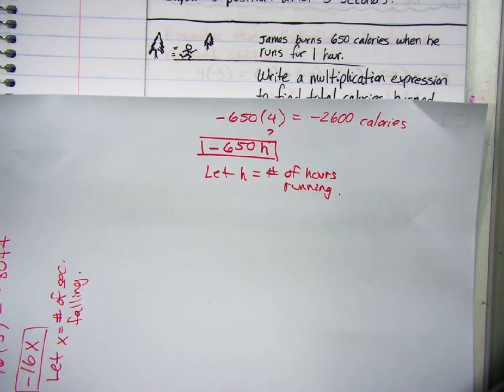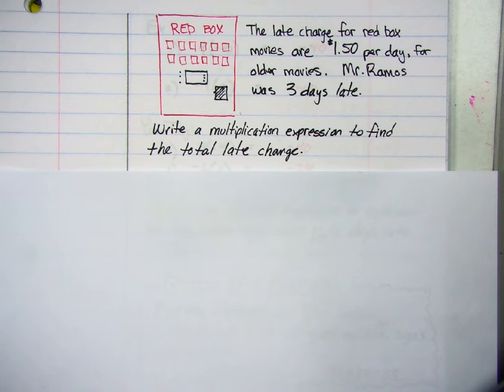Let's do one more example. So let's assume I rented a video at Redbox, right? And there was a late charge of $1.50 a day. And I got busy and I forgot to return the movie. I was 3 days late. Could you write a multiplication expression to find the total charge? Pause the video, try it out yourself, and then come back and see if you got it.